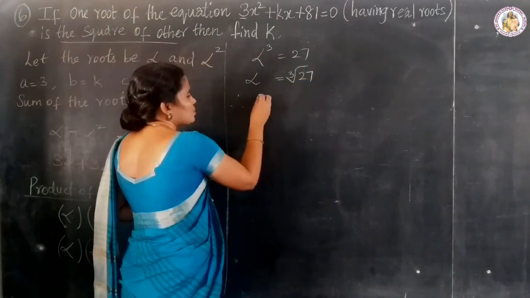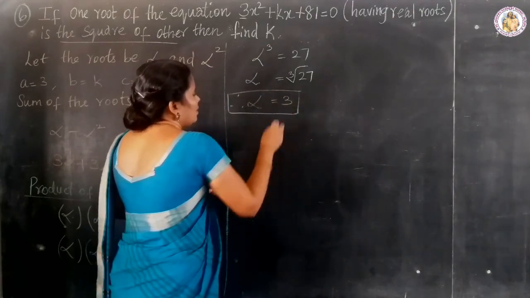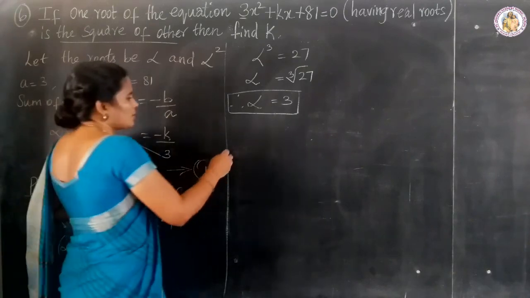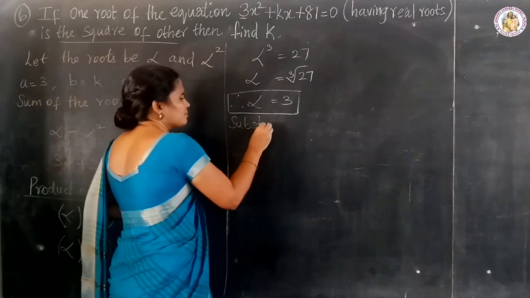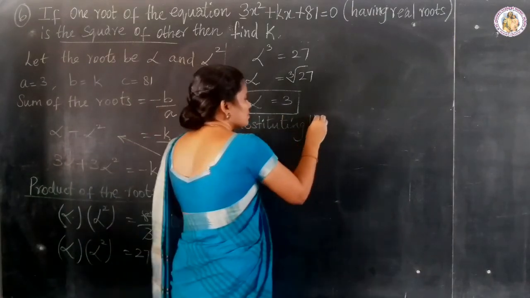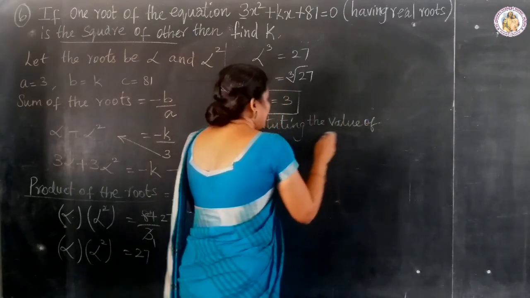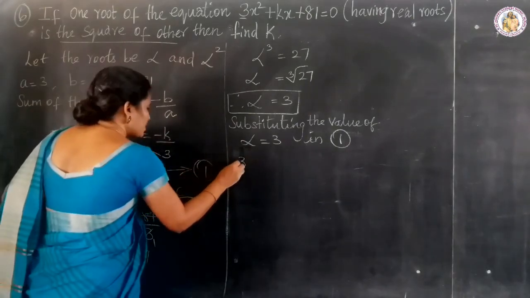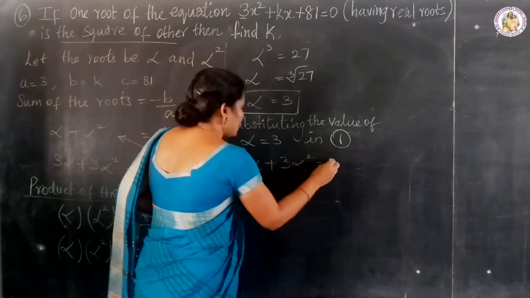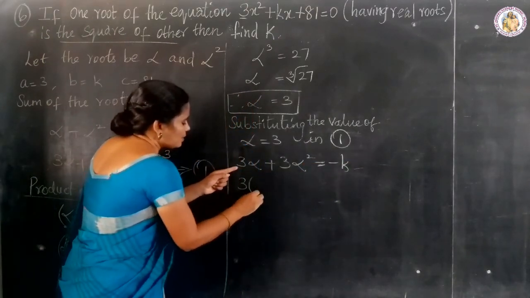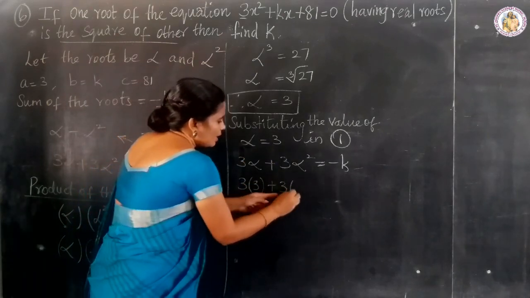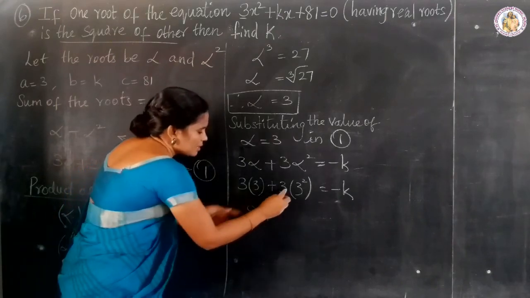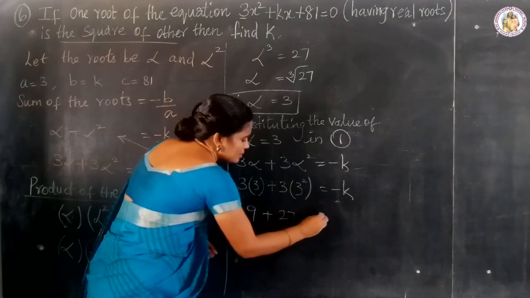Having alpha alone on the left side, the cube root of 27 is equal to 3, since 3 3s are 9, 9 3s are 27. So therefore alpha is equal to 3. Now substituting the value of alpha in the equation for k: 3 within bracket alpha, alpha is 3, plus 3 alpha, 3 square, is equal to minus k. 3 into 3 is 9, plus 3 3s are 9, 9 3s are 27, is equal to minus k.